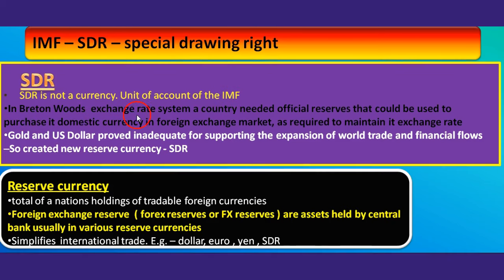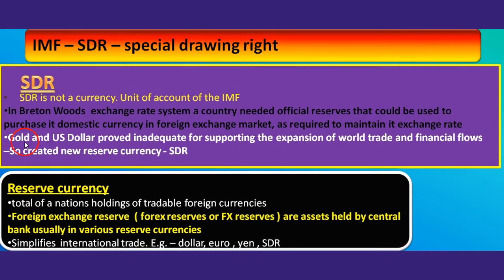In the Bretton Woods exchange rate system, a country needed official reserves that could be used to purchase its domestic currency in the foreign exchange market as required to maintain its exchange rate. Gold and the US dollar proved inadequate for supporting the expansion of world trade and financial flows, so the IMF created a new reserve currency, the Special Drawing Right.